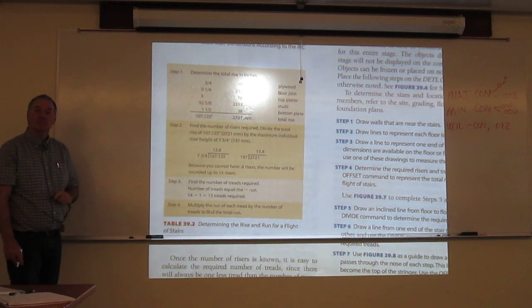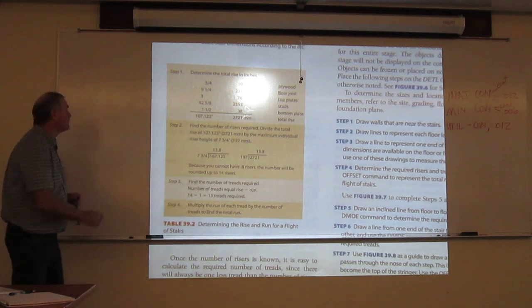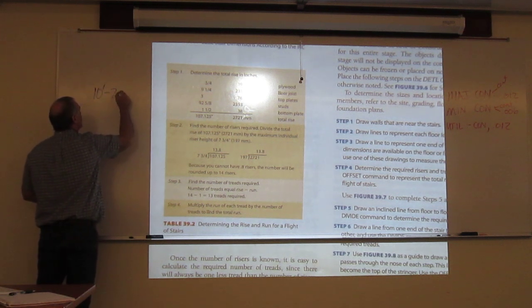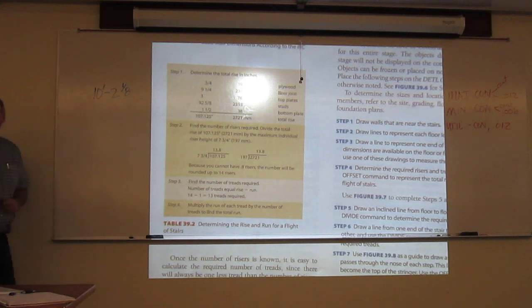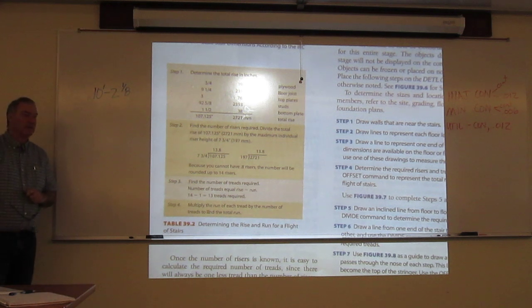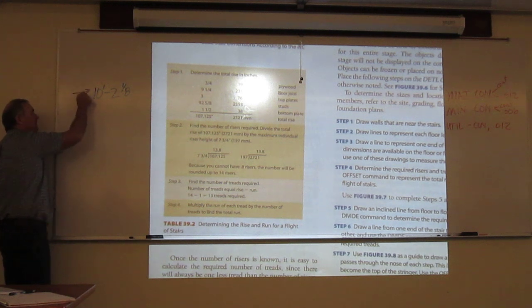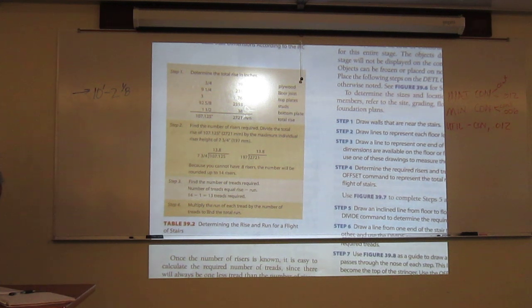I get 10 foot 2 and an eighth. Which one do you read? I got 9 foot 10 and 1/8, from this bottom to this. We should all be pretty close to the same. Sounds like everyone else is getting 9 foot 10 and an eighth.